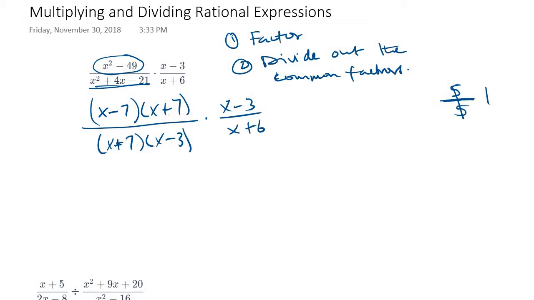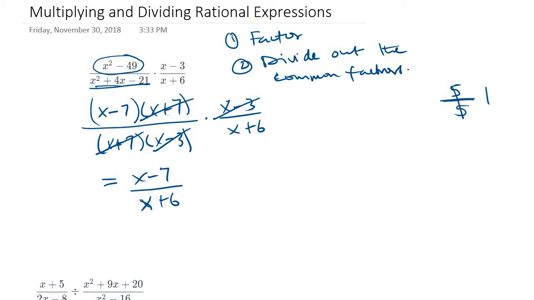Okay, so now let's look through this expression and find the ones that have common factors. Here is x plus 7 right here. It can divide out the x plus 7 at the top to get 1. And then the x minus 3 can divide out the x minus 3 there, and then you have 1. So what is left over is x minus 7 divided by x plus 6. So it's basically just like simplifying rational expressions like we did in the previous video. And that's basically the answer.